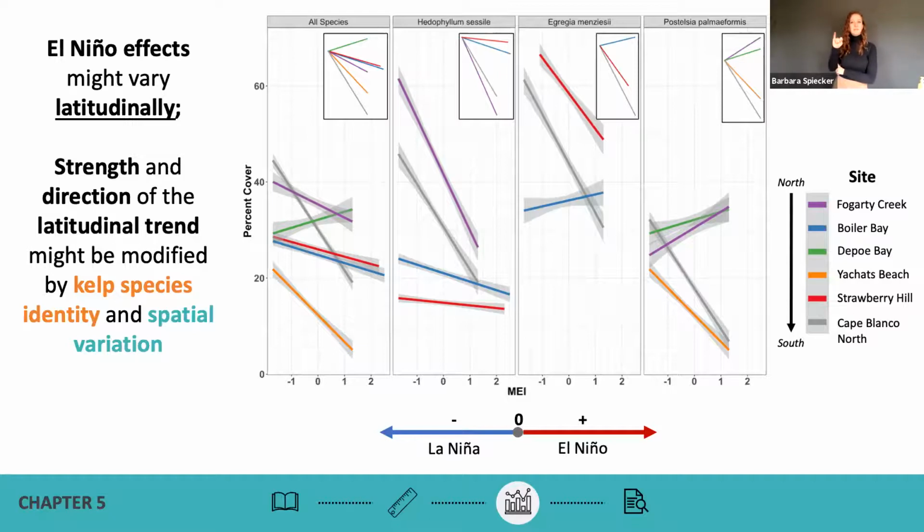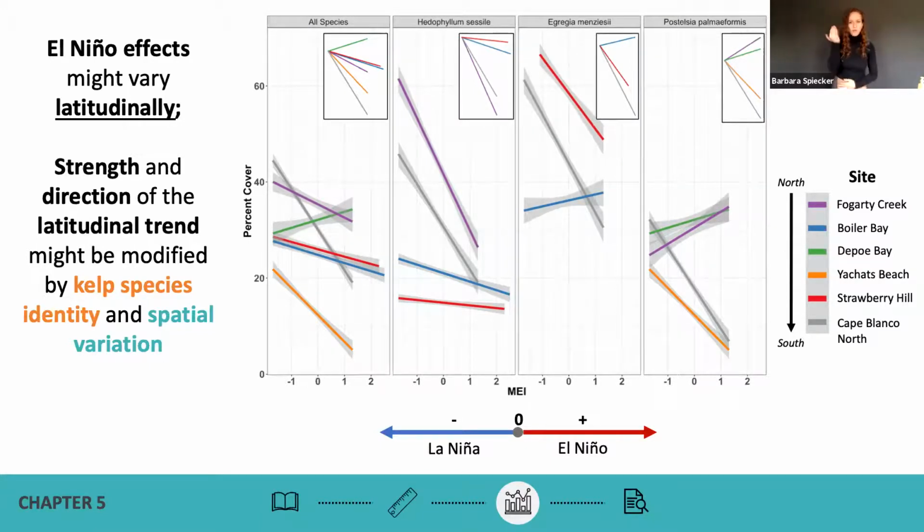Now let's look at that last panel on the far right there. That shows the cover of Pterygophora, and it shows that it was decreased in Central and Southern Oregon as MEI increased. And it increased in Northern Oregon. Let's look at the panel to the left of that, Egregia.